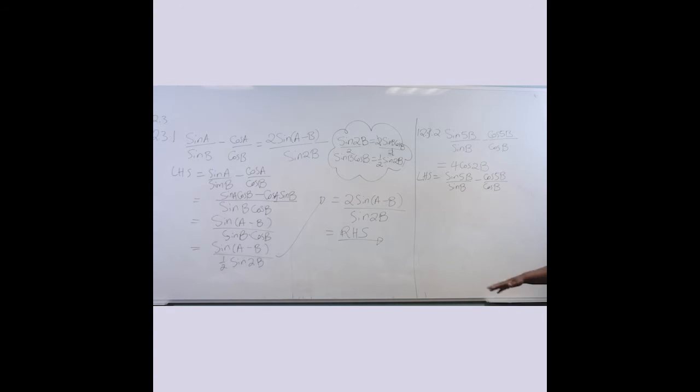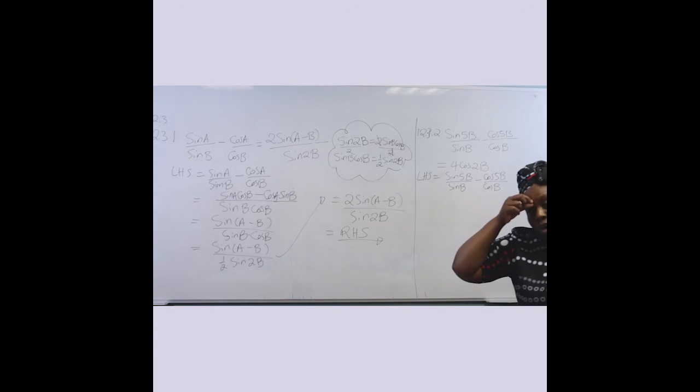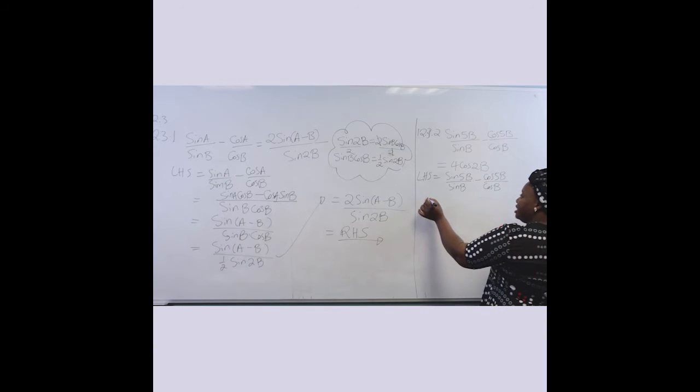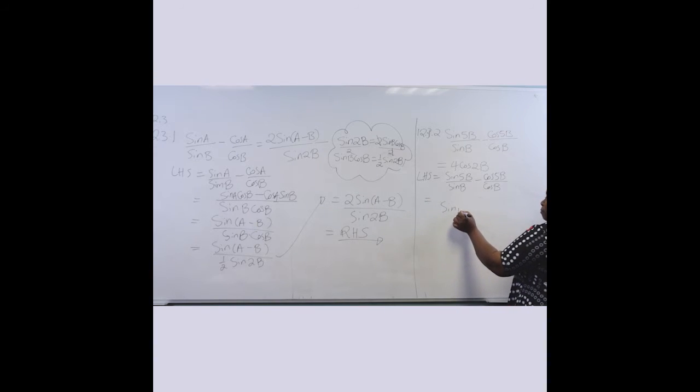If you look at it, we are doing similarly to what we have just done now. Doing this, we're going to find our lowest common denominator first. It's going to be sine B cos B. There we will have cos B multiplied by sine 5B minus sine B multiplied by cos 5B.